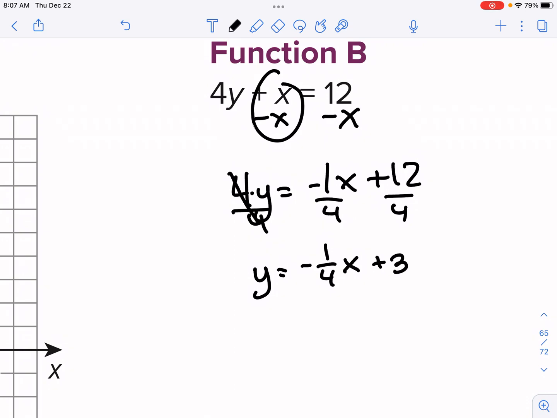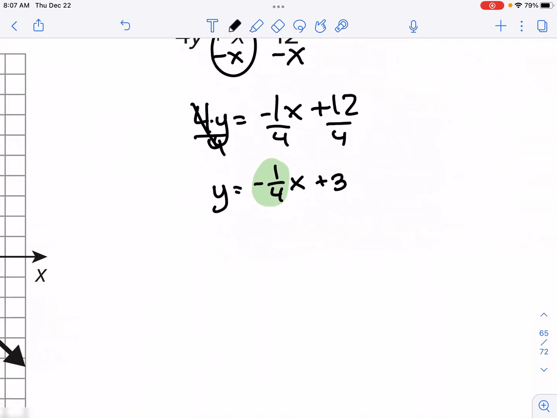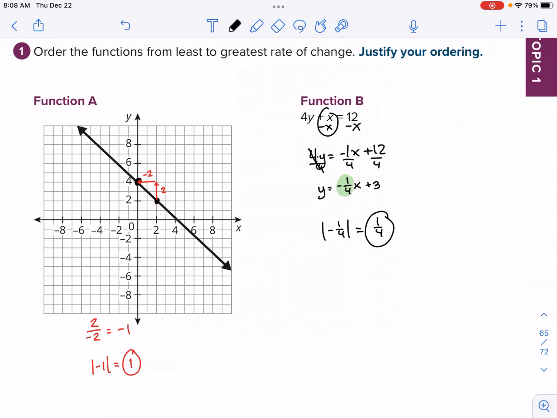So this is in slope-intercept form. The slope is what's in front of x. It's a negative 1/4. So almost have it. We don't care about the negative though, so we're just going to convert it to a positive. Absolute value of negative 1/4 is positive 1/4. So already with this, we can tell that function A has a steeper rate of change than function B, right? 1 is greater than 1/4.